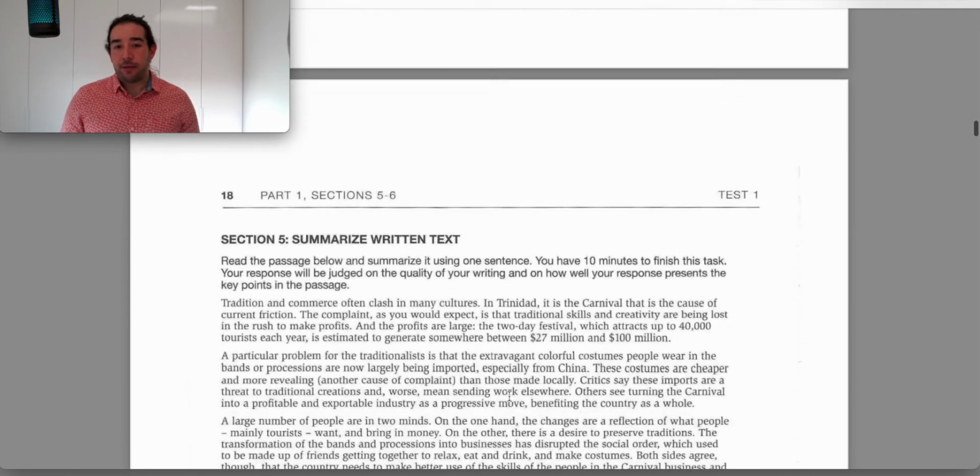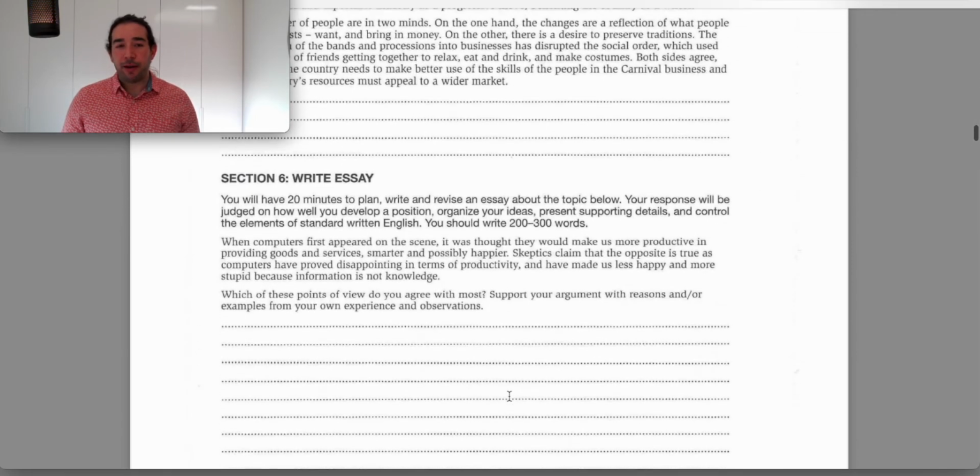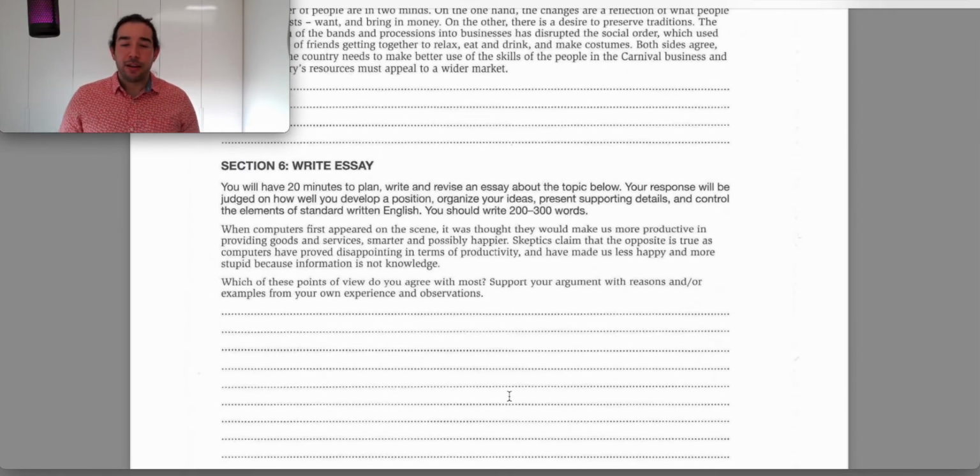And then we've got some summaries, but normally we will do that on test 1 or 2. And then we have the write essay. This is again very similar to IELTS. The questions are not going to change too much.